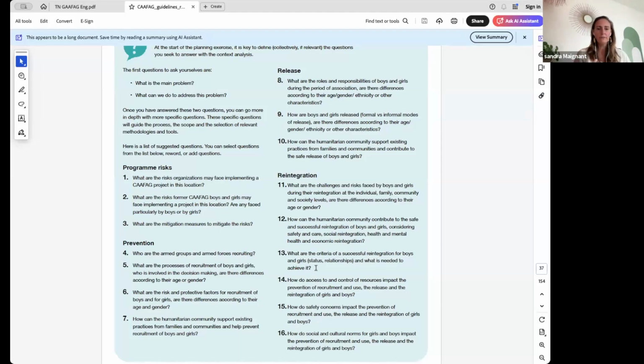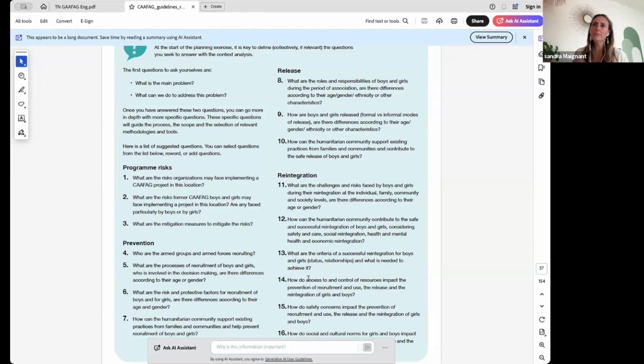Because the reunification of a child, or the registration of a child at school, for example, doesn't necessarily mean that the child is successfully reintegrated. It's just one step of it. So to meaningfully measure reintegration, this question of criteria of successful reintegration is important, and it has to come from the children.